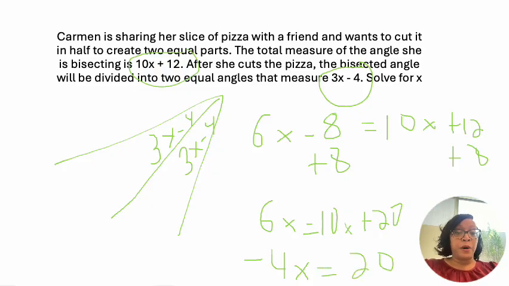So if I divide both sides by negative 4, I'm going to get x equals negative 5. Remember, a positive divided by a negative is negative. So x is equal to negative 5.